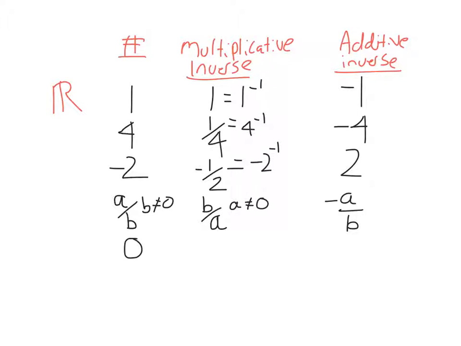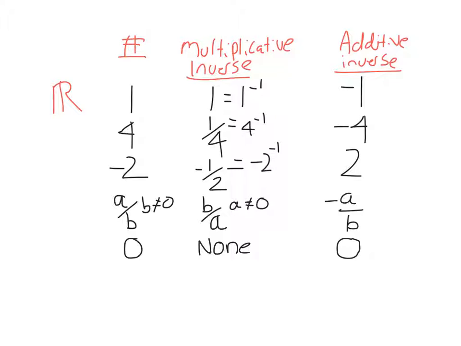So let's look at the number 0. So 0 is a special case in the real numbers. It does not have a multiplicative inverse, and it turns out that it is the only real number that doesn't have a multiplicative inverse. That's because you cannot multiply 0 by any number to get 1. So we just say it has no inverse. Of course, 0 is its own additive inverse. Just like 1 was its own multiplicative inverse, 0 is its own additive inverse.